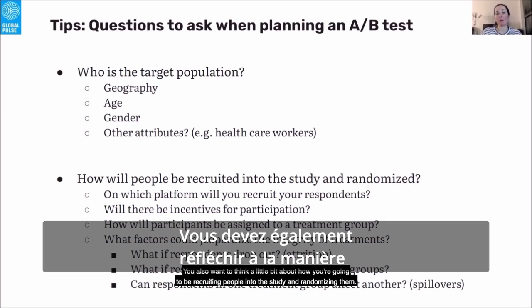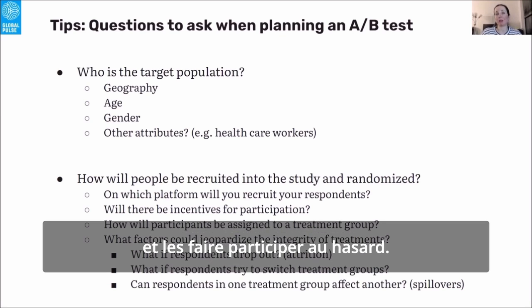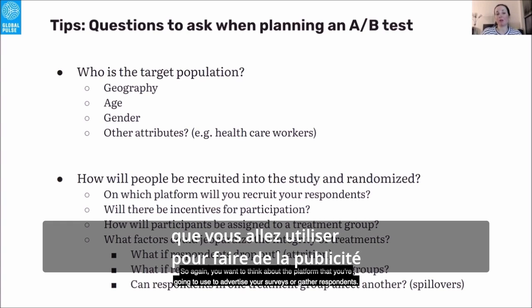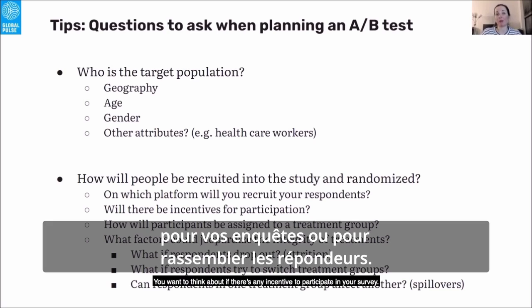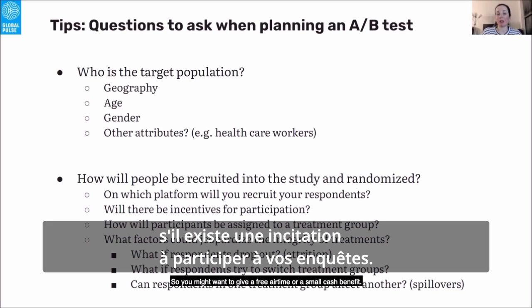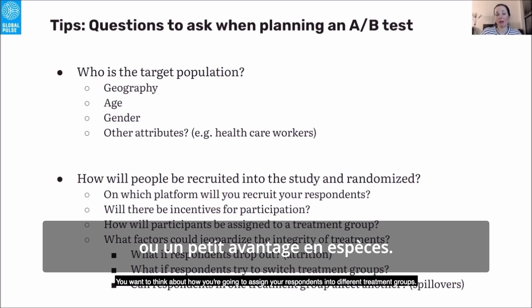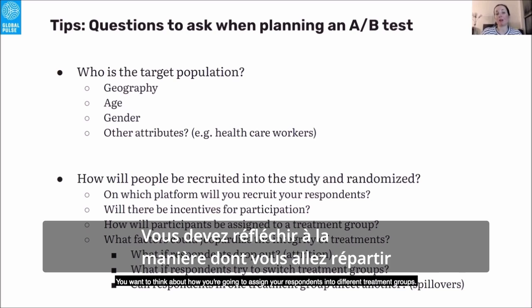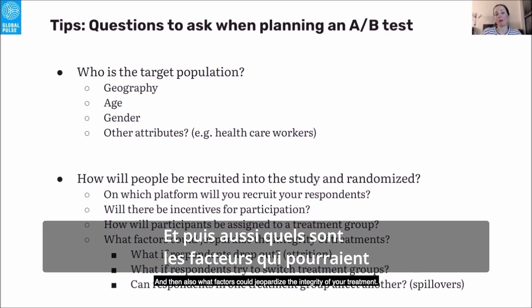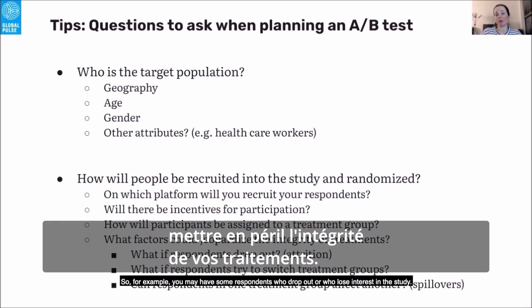You also want to think a little bit about how you're going to be recruiting people into the study and randomizing them. Again, you want to think about the platform that you're going to use to advertise your surveys or gather respondents. You want to think about if there's any incentive to participate in your survey. So you might want to give free airtime or a small cash benefit. You want to think about how you're going to assign your respondents into different treatment groups. And then also what factors could jeopardize the integrity of your treatments.